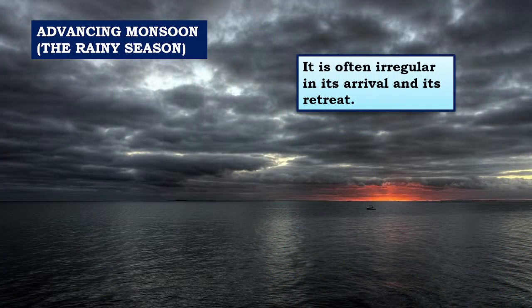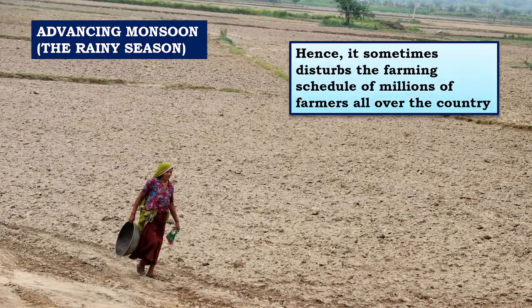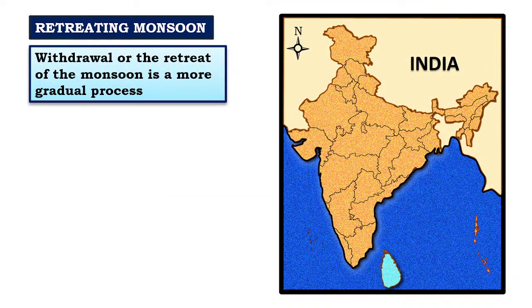Okay, next. It's often irregular arrival and retreat. Just like students in class, it is always late. Okay, monsoon. Next, you have here dry spells. Imagine, the farmers have hope. Millions of farmers all over the country, they are having hopes, but it fails. Sometimes it cheats.